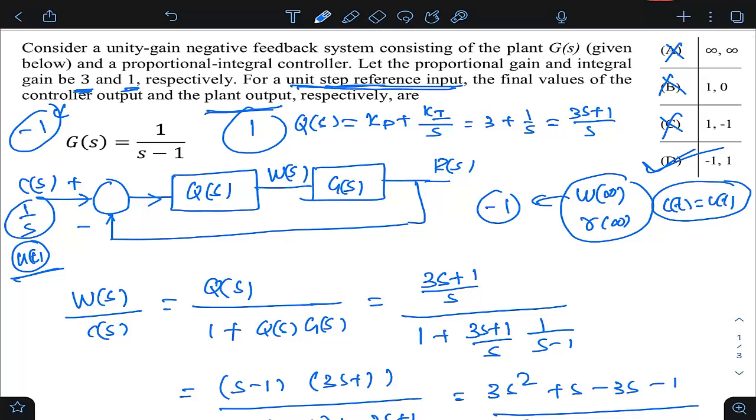This is not a tough problem, student, but yes, a slightly lengthy problem. Because I'm explaining every step, I'm taking around 8-9 minutes of time. But if you solve in proper flow, it should not be much beyond 5 minutes of time. So the answer is option D.